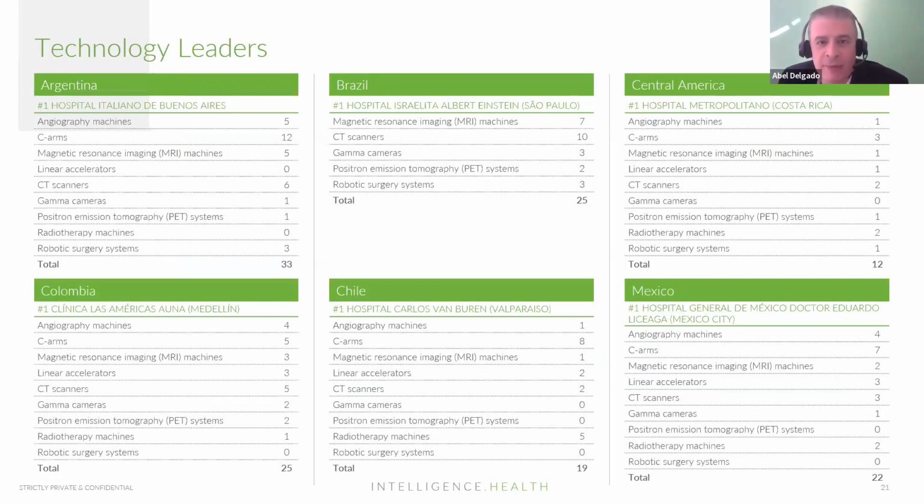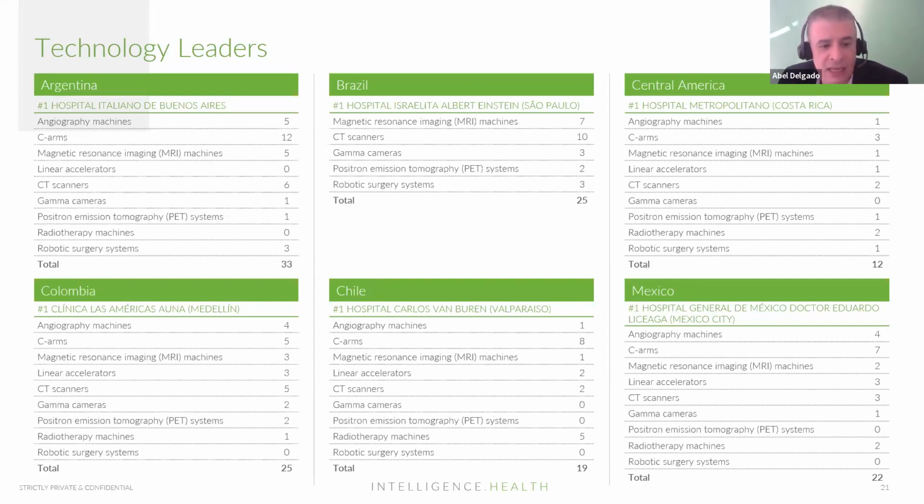This features robotic surgery systems as part of an overall section on hospital technology leaders. Here what you're seeing are the number one technology leaders for the different countries covered in the report itself. So we have Argentina, Brazil, Central America, Colombia, Chile, and Mexico. Obviously, Central America aggregates all the 6 Spanish-speaking countries there. For Brazil, as you can see, there's a difference in terms of the categories, and that has to do with idiosyncrasies when it comes to gathering data for Brazil itself. So we can't get the same level of detail in this type of category.